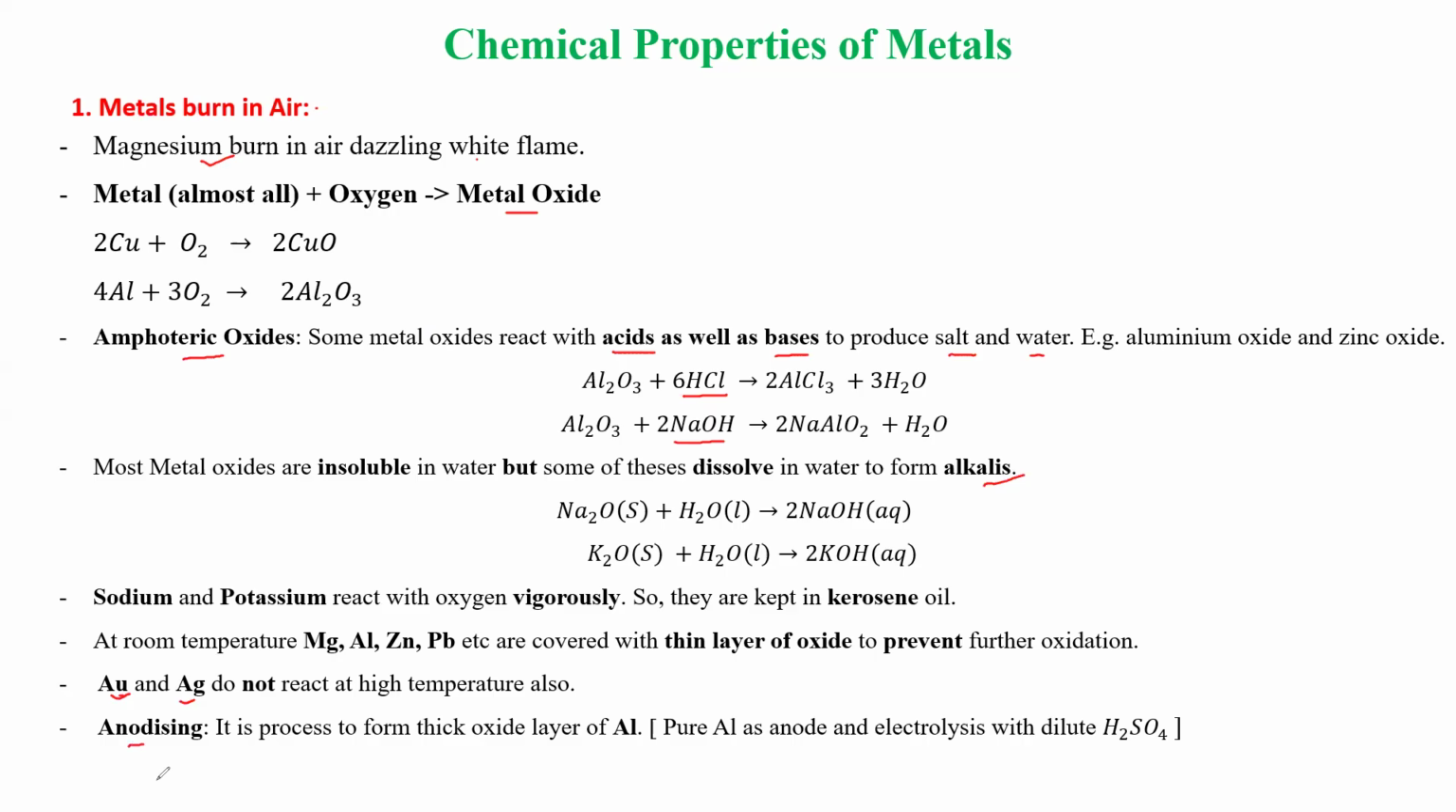Next, what is anodizing? It is also an important question. It is the process where a thick oxide layer of aluminum is formed. So pure aluminum acts as the anode and undergoes electrolysis with dilute H2SO4. So finally, pure aluminum is kept as the anode, on which we provide the thick oxide layer. It is connected with the anode, so its name is anodizing. So like this, you can correlate to remember many concepts.